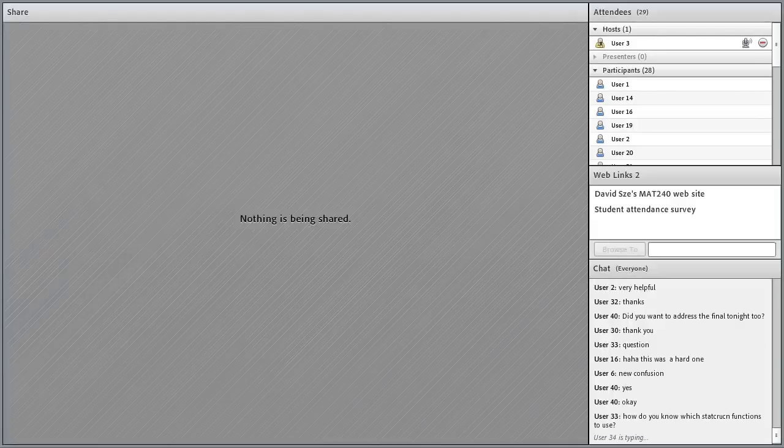This was a hard one, wasn't it? Yeah, this was a little hard. I think these are challenging concepts tonight. How do you know which StatCrunch function to use? Practice. That's the only thing I can say. The more you practice, the better you'll get at solving the problems.